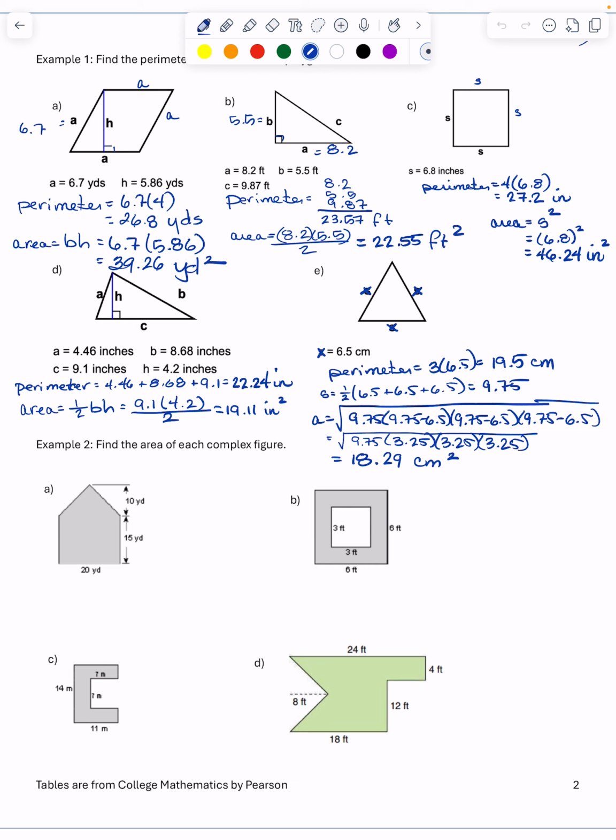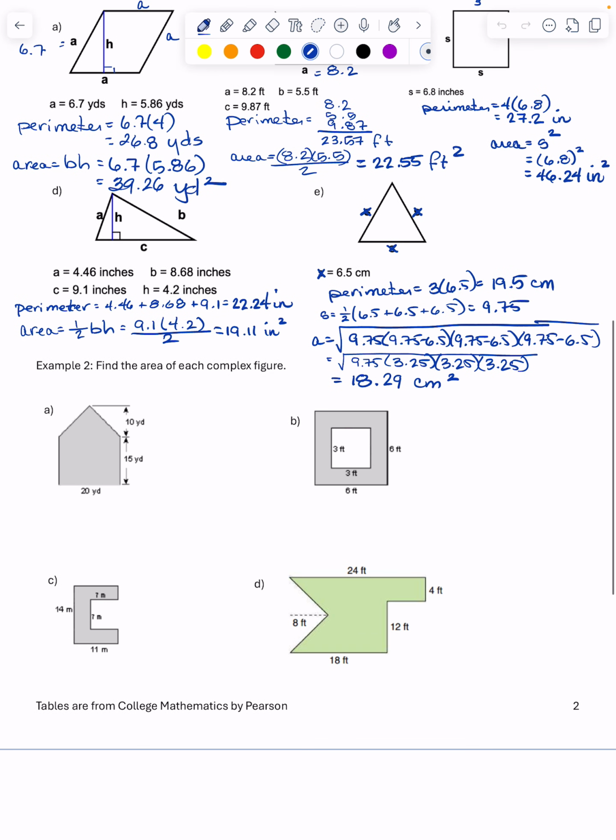We're going to take a look at example 2. Now we're just finding area, but we've got complex figures. So we've got figures where we've got one or more polygons put together. Some of them are pretty straightforward. If I take a look at A, I can divide this into the rectangle, where the area is length times width, and this triangle up top, where the area is 1/2 the base and the height.